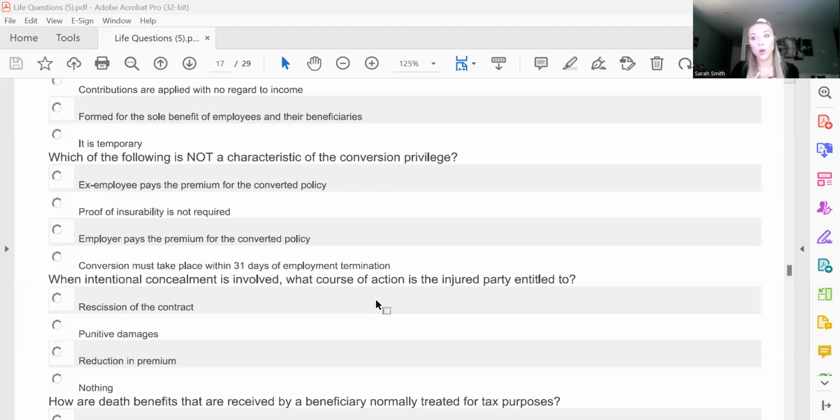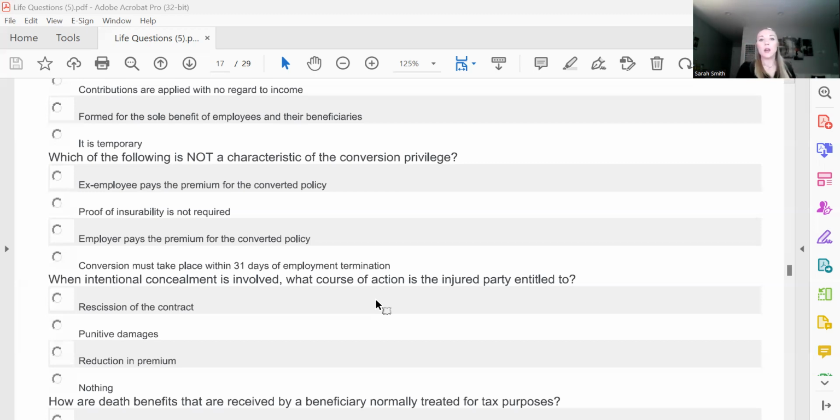Yes, and I would always talk about this when I would teach my class. I think that's one of the biggest characteristics of the privilege. That's the biggest privilege of the conversion privilege: you might be an individual that has health issues that can't qualify for individual insurance with a different company on your own. But you might have a little bit of coverage through your group plan and then leave that, and you don't have to prove insurability. If you leave, you get to keep $50,000 or whatever your policy is if you choose to convert. This is a huge privilege of the conversion privilege.